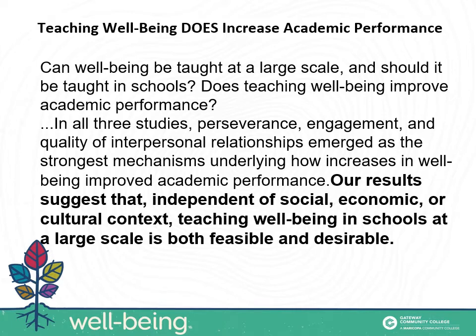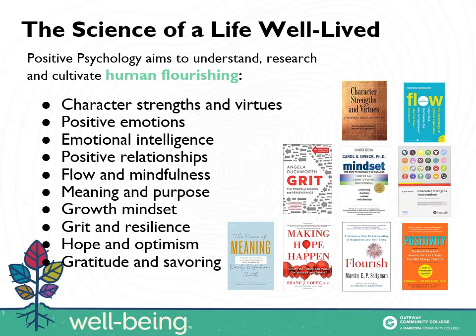So you can get a lot of information from the abstract, but if you really want to get into it, you can read the whole entire study. Not all of them are 100 pages long. So one of the things that we have to think about in positive psychology in terms of research, positive psychology aims to understand, research, and then cultivate human flourishing. So we have to understand and define what all of these components are, and then research and figure out how they correlate, or how they contribute to well-being.